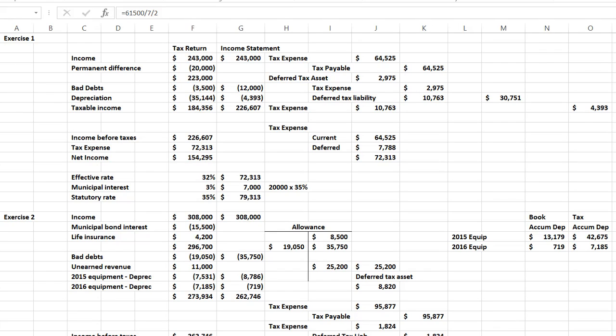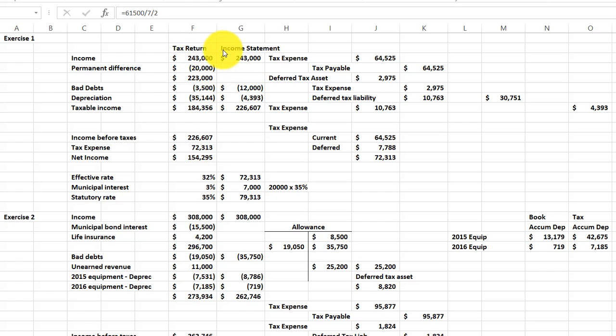Hello everyone. This is a review of some exercises using deferred taxes. Given information with regard to both the tax return and the income statement, we'll work on them side by side. There are a couple of different ways we can look at those differences, and this is one way: start where they have things in common and then make any changes based on the differences.